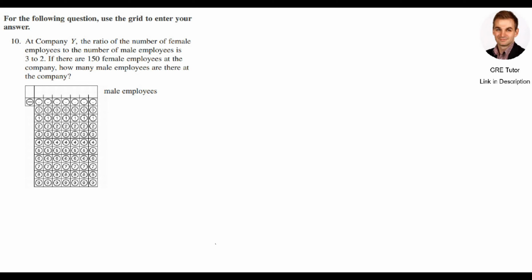Okay, so it says for the following question, use the grid to enter your answer. At company Y, the ratio of the number of female employees to the number of male employees is equal to 3 to 2. If there are 150 female employees at the company, how many male employees are at the company?